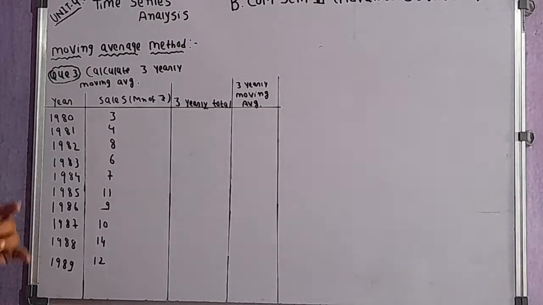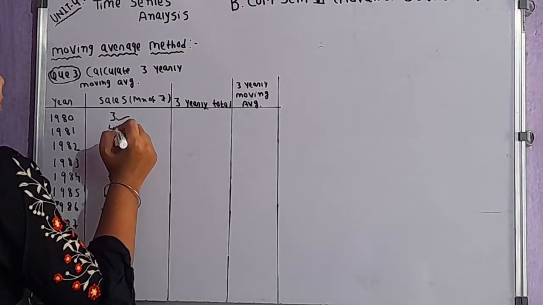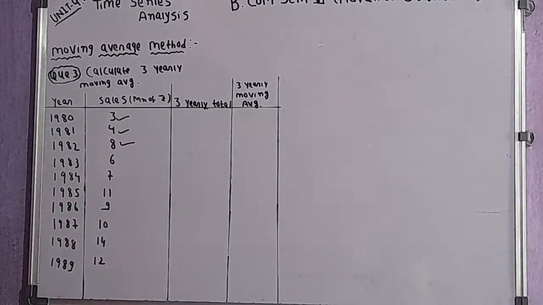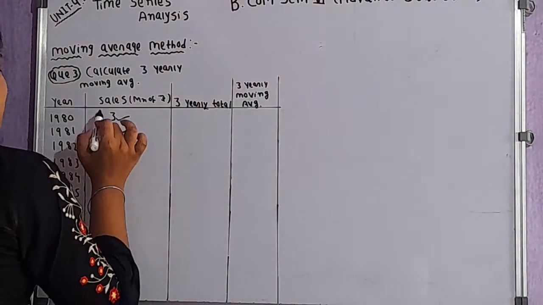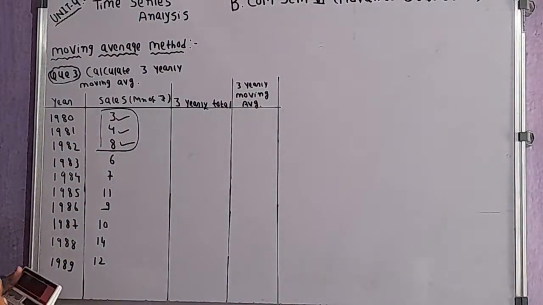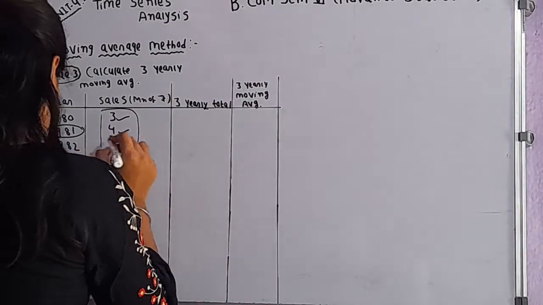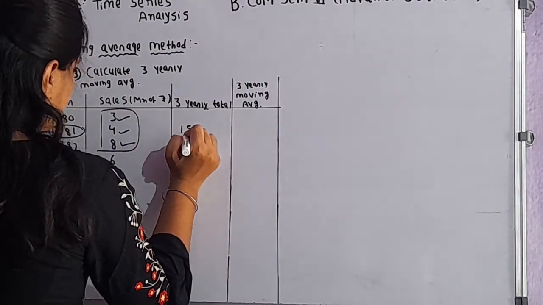So let's start. First of all, for calculating moving average, when we have to calculate 3-yearly moving average, we have to make the total of sales of 3 years. So it will be 3 plus 3 plus 4 plus 8, it comes to 15. This total comes to 15, and this 15 needs to be written opposite the middle year. Which one is the middle year? 1981 is the middle year. So here we are going to write 15.